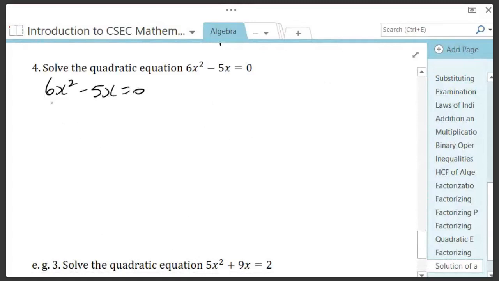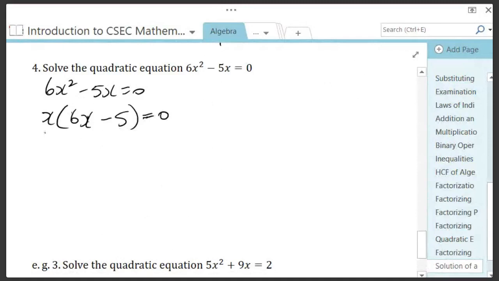Okay, so the HCF here of these two terms here is x. 6x squared divided by x here is 6x. Minus 5x divided here by x here is minus 5. This is equal to 0.